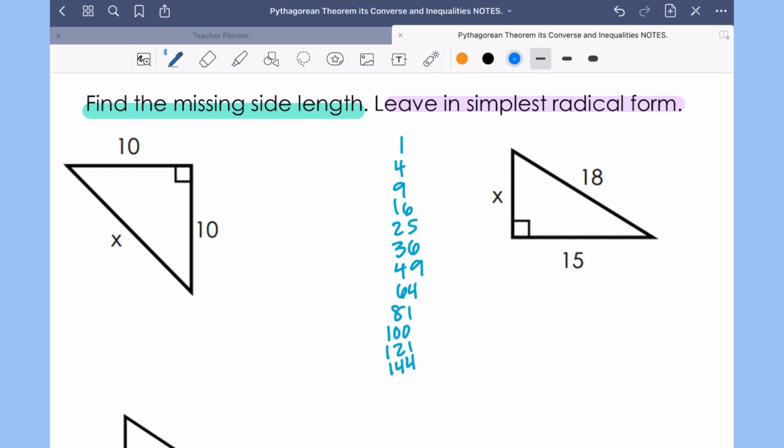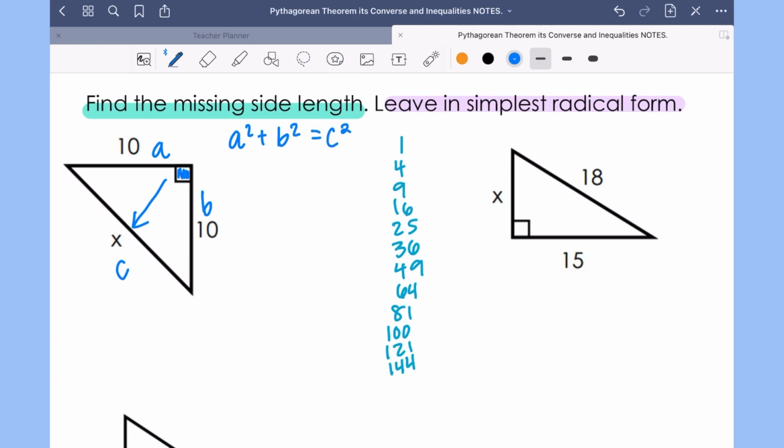Find the missing length. So here I have a right triangle, and I know it's a right triangle because it has a little box here. Okay. Who is A, who's B, who's C? The longest side across the 90 degrees is always C. That's your hypotenuse. And then the legs are the other two. So that is A and B. So here's the equation.